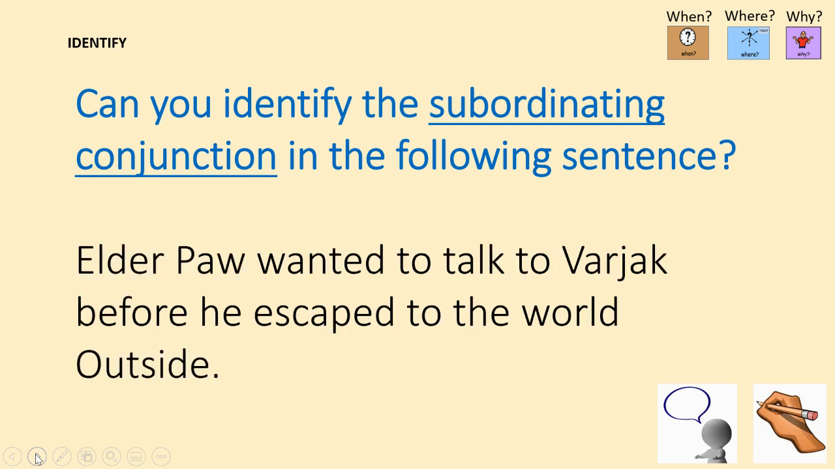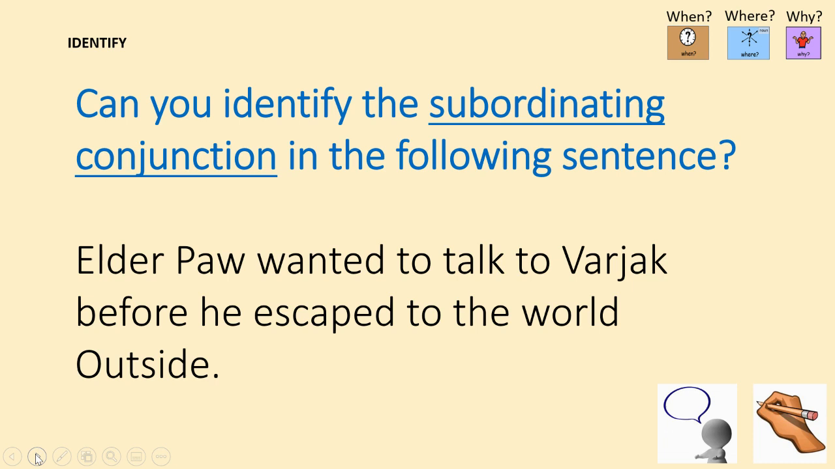So we now know that subordinating conjunctions can sometimes actually come at the front of the sentence. That's good information for us to know. Can you identify the subordinating conjunction in the following sentence? Let's read the sentence together. Aldapor wanted to talk to Varjak before he escaped to the world outside.